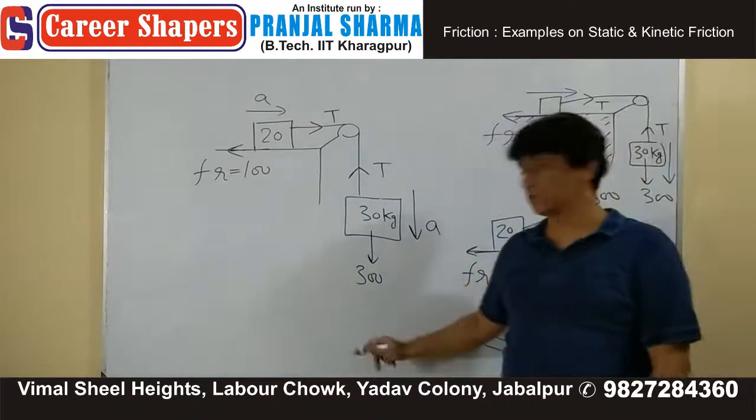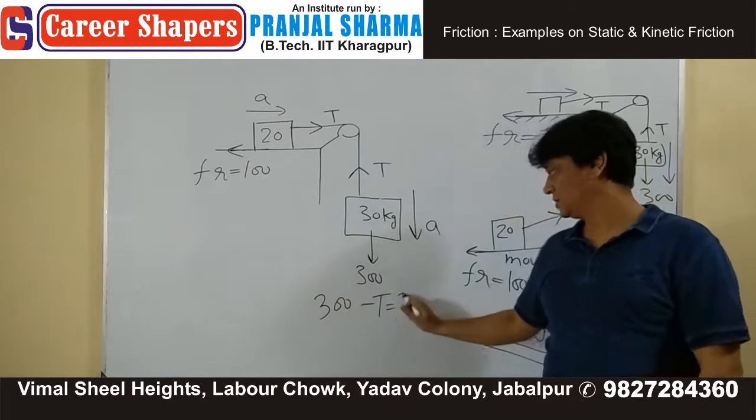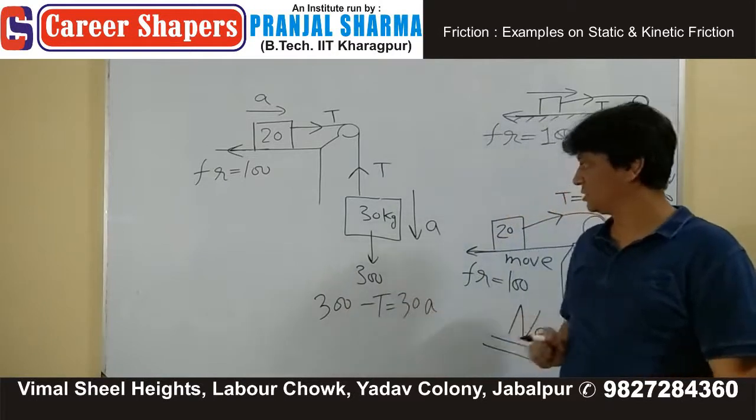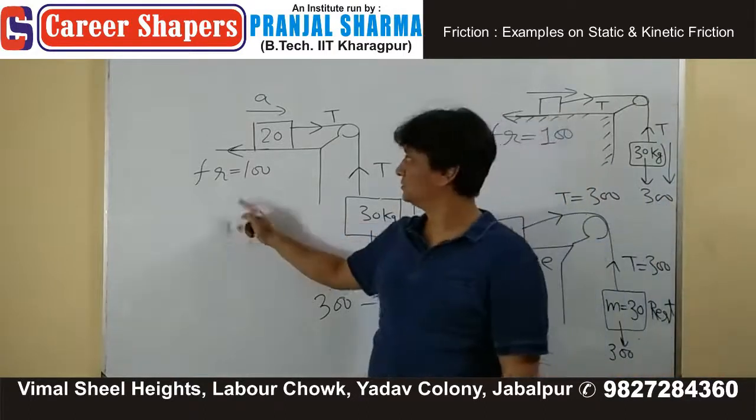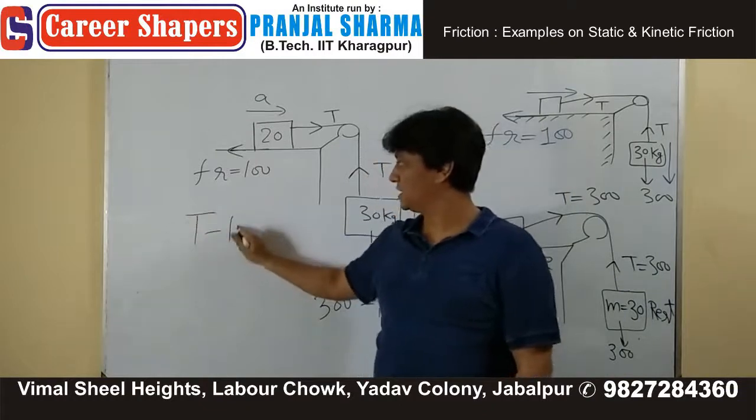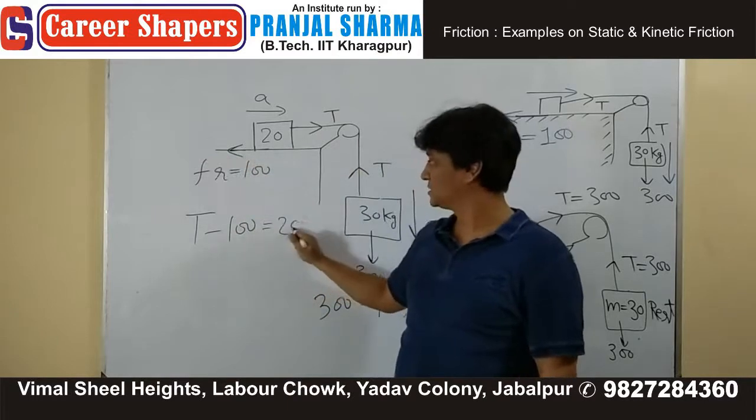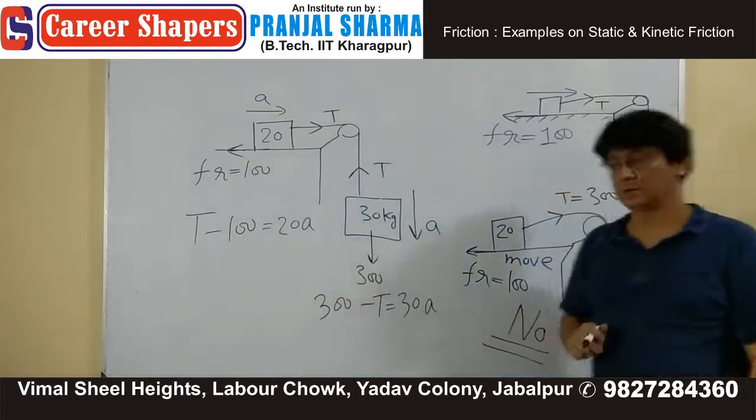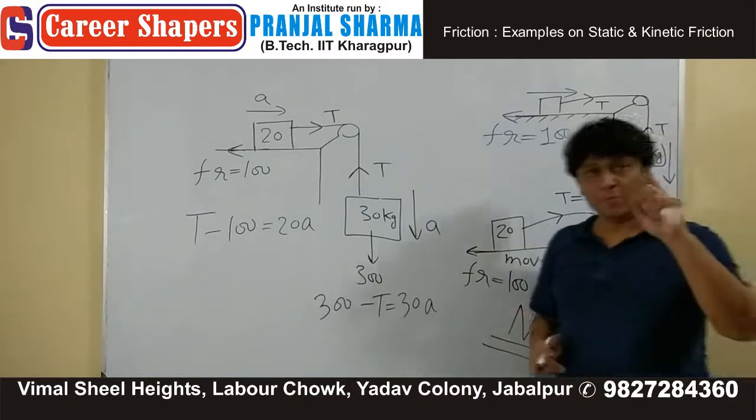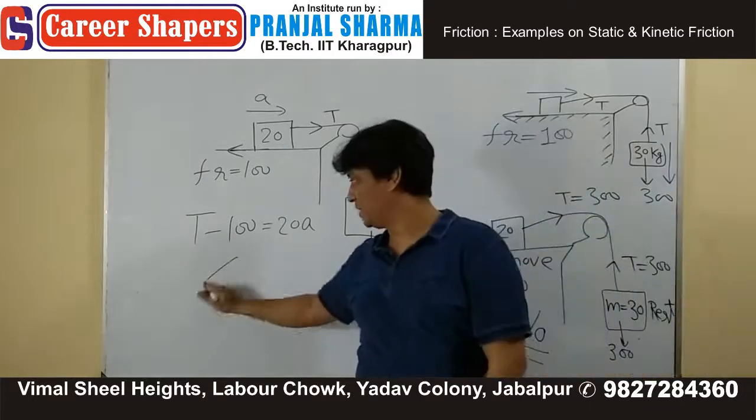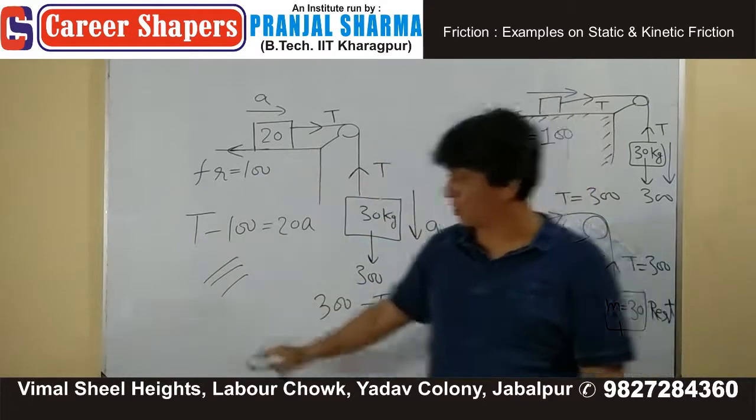What is the equation for this? 300 minus T is mass into acceleration. What is the equation for this? T minus 100 is mass into acceleration. ये था प्रॉपर तरीका. मैं आपसे क्या चाहता था, अगर ये ऑब्जेक्टिव प्रोफाइल में आएगा तो फिर ये पूरा फिगर इसके इक्विवेलेंट है.